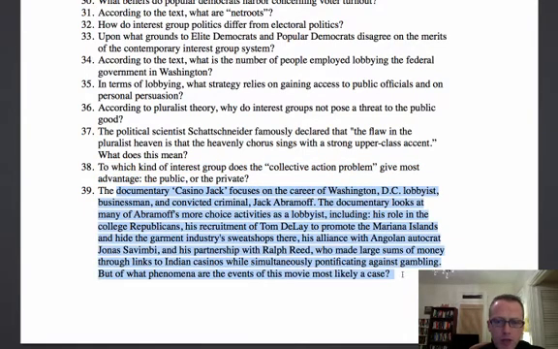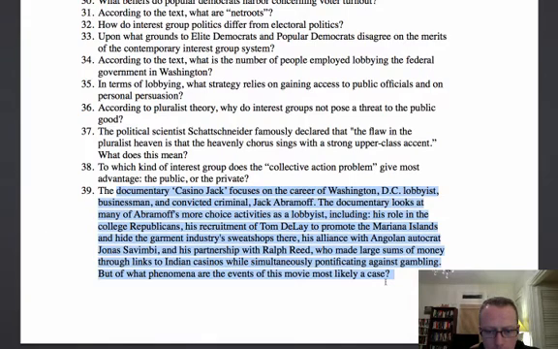The documentary Casino Jack focuses on the career of Washington, D.C. lobbyist and businessman and convicted criminal Jack Abramoff. The documentary looks at many of Abramoff's more choice activities as a lobbyist, including his role in the College Republicans, his recruitment of Tom DeLay to promote the Mariana Islands and hide the garment industry's sweatshops there, his alliance with Angolan autocrat Jonas Savimbi, and his partnership with Ralph Reed, who made large amounts of money through links to Indian casinos while simultaneously pontificating against gambling.